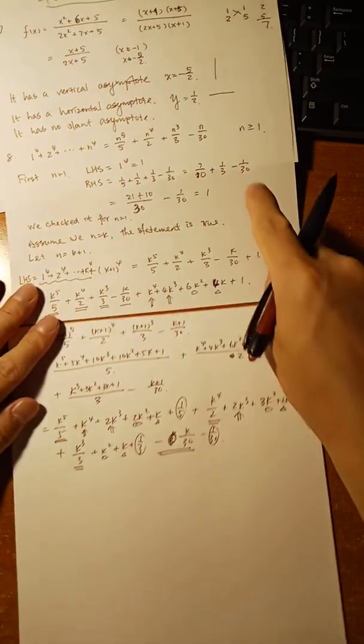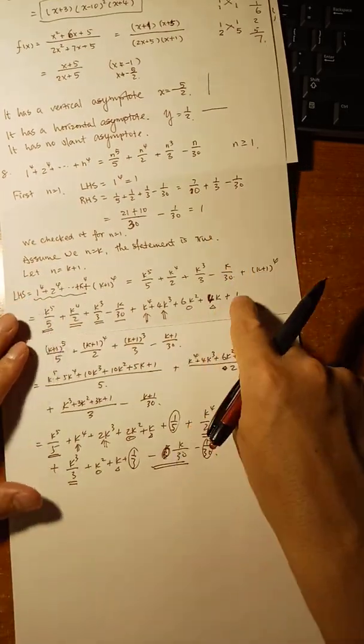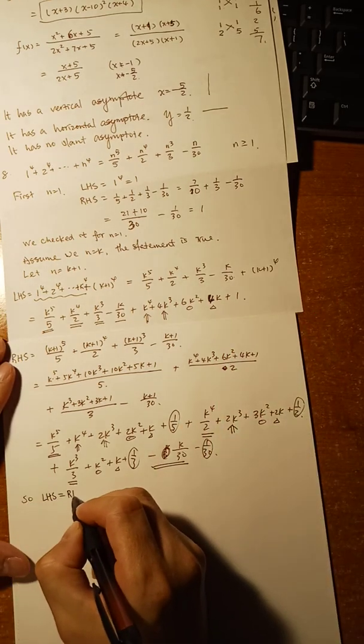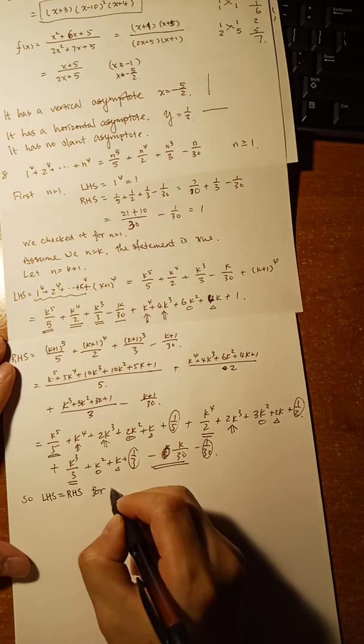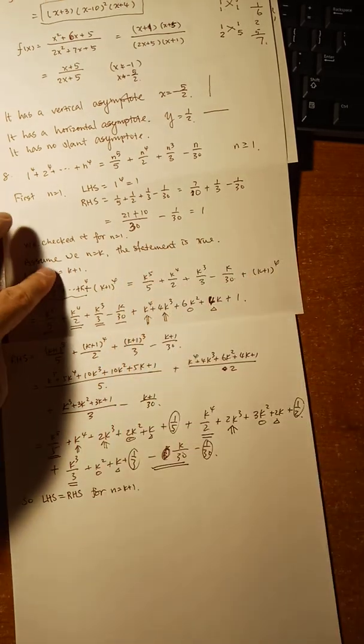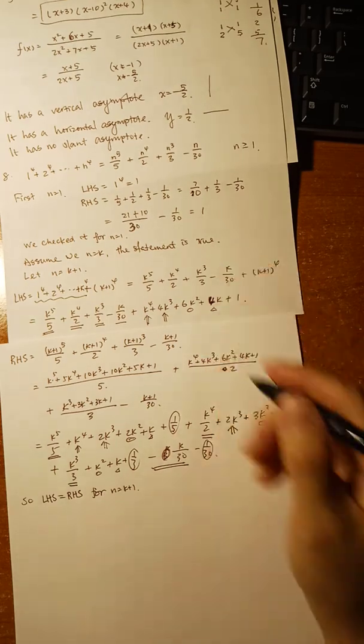See, that's our first one. This is exactly 1. That's equal to 1. So we get left hand side is equal to right hand side for n equal to k plus 1, based on the given assumption: when n is equal to k, the statement is true.